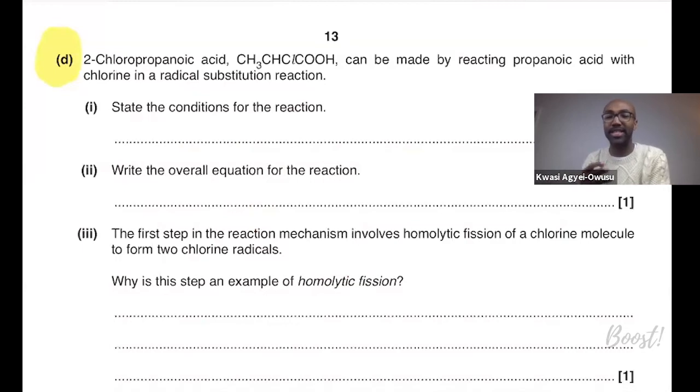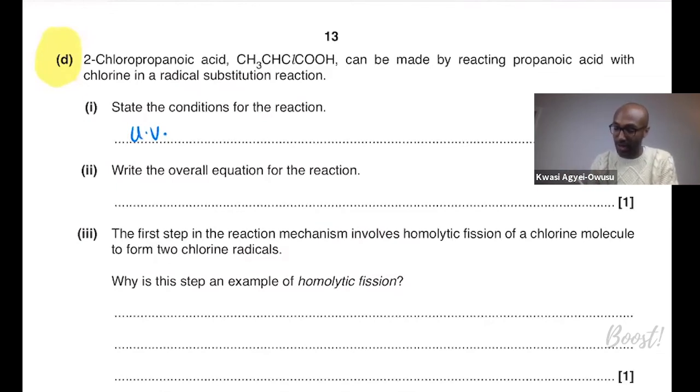This is a bit of practice at the radical mechanism that we've just seen in ozone depletion. And the same applies to this question. So in order to form our radical species, you would need to, of course, have UV present to give you the chlorine radical. And we're asked to write the overall equation for the reaction.